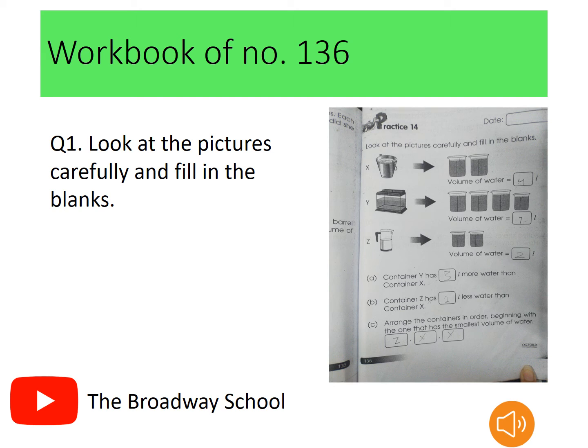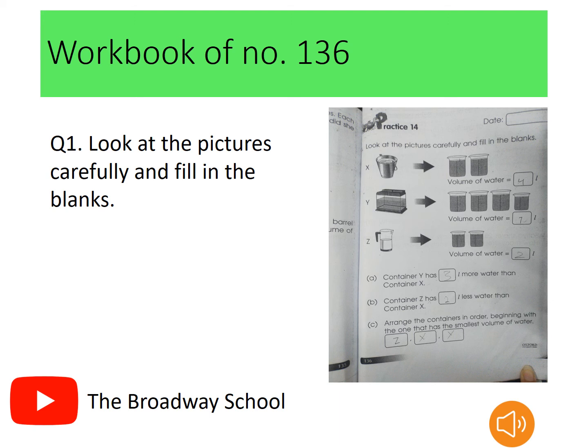Y, move on picture Y. There is a tank. You need to tell the volume of water in the tank. So in containers you can see there are 4 containers. Each container, 3 containers have 2 liters and 1 container has 1 liter. So when we will add them, it will be 7 liters. So volume of water is equal to 7 liter in picture Y.